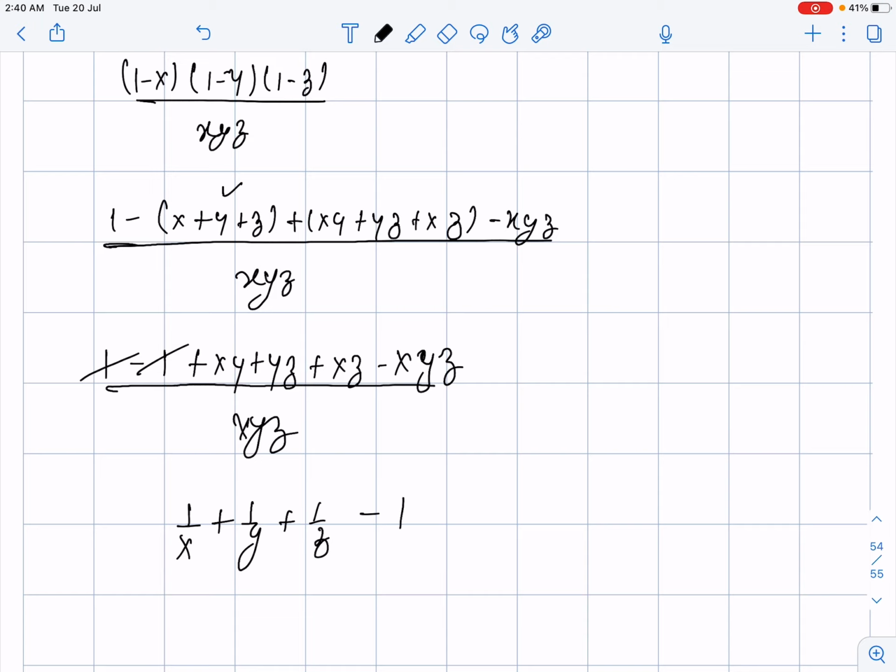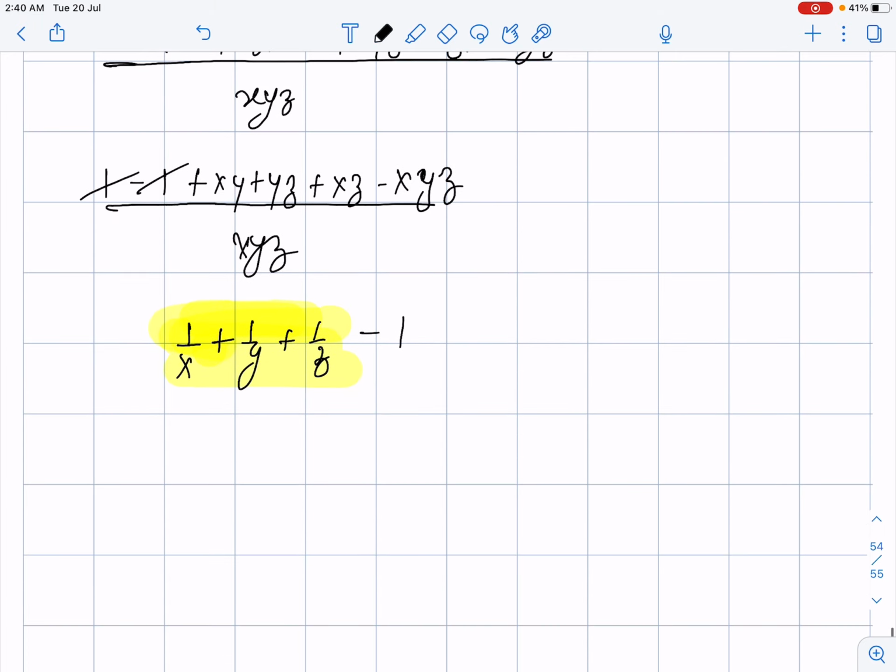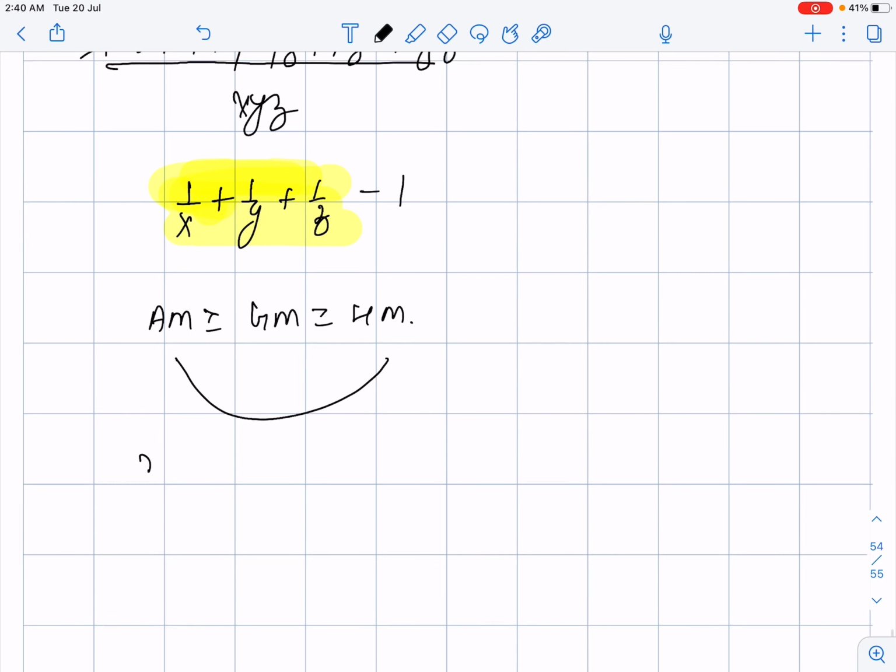Now if we have something like 1 upon x plus 1 upon y plus 1 upon z, I'm going to make use of the AM-HM inequality. We already know AM is greater than or equal to GM, greater than or equal to HM. So AM of x, y and z, that is x plus y plus z divided by 3, is greater than or equal to 3 divided by (1 upon x plus 1 upon y plus 1 upon z).